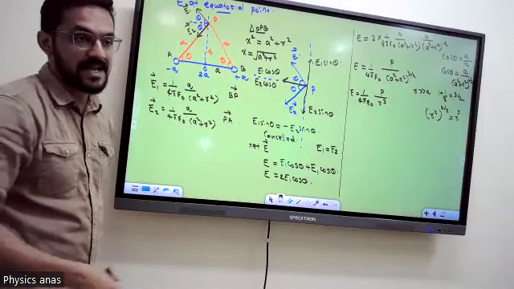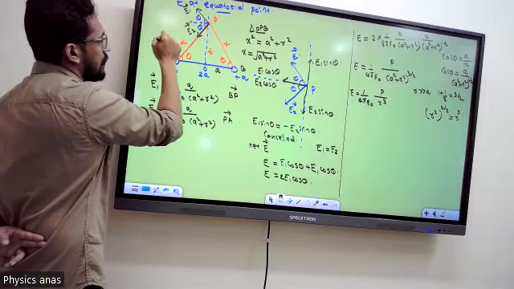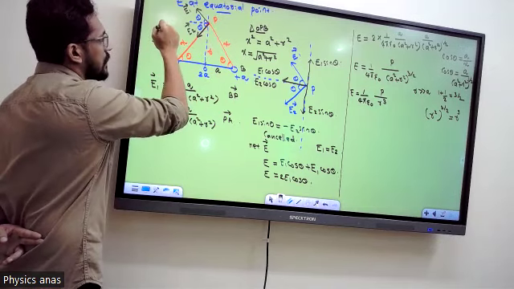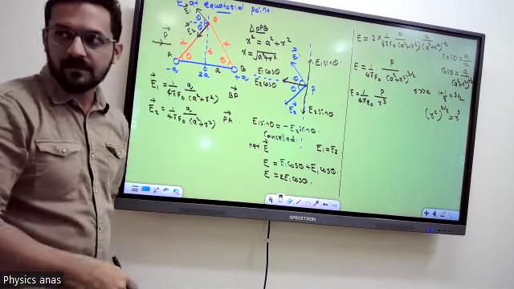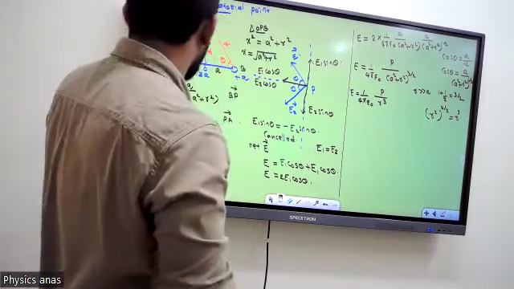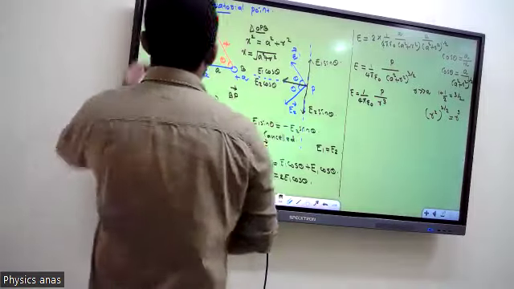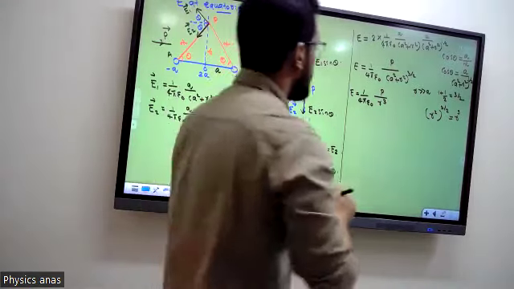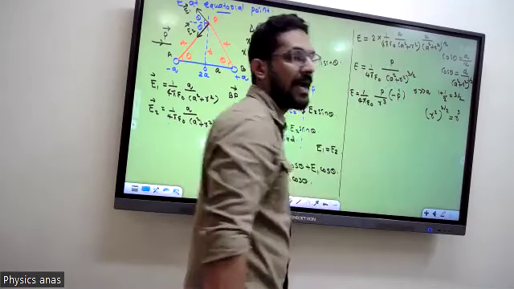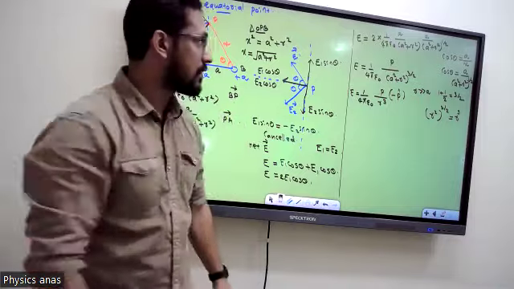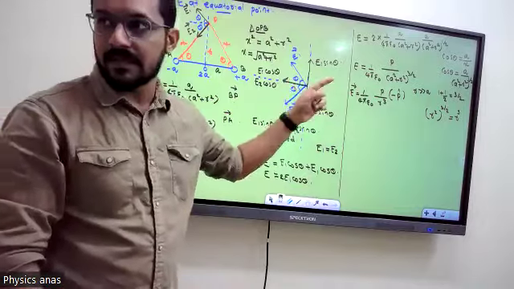This net electric field is acting towards the left. And what is the direction of dipole moment? Dipole moment is always from minus q to plus q. Did you understand that? And this is acting from right to left, while the dipole moment is from left to right. That means this is in the opposite direction of the electric dipole moment. So you have to take minus p, then that will be represented as a vector.